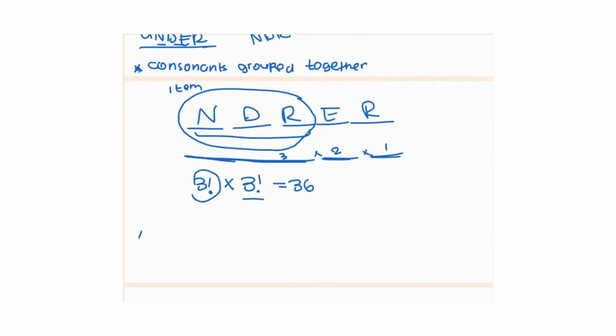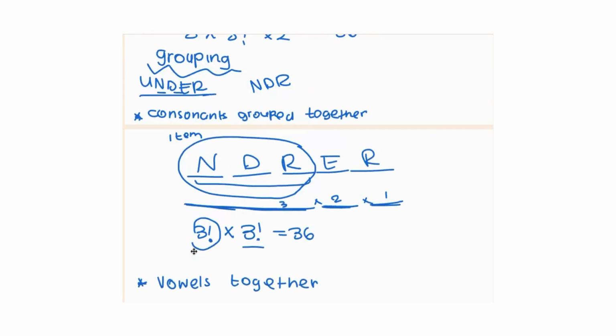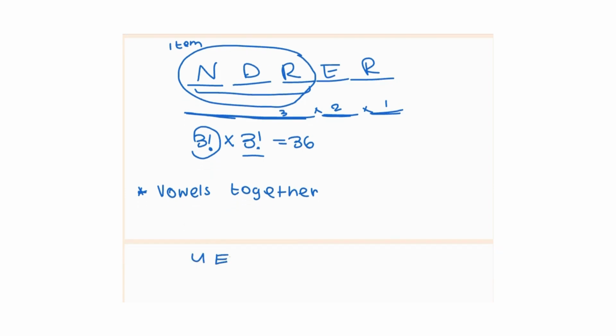And then another condition, grouping vowels together. You can do this one. You can pause the video and do the very same approach that I did. But yes, I know you have done it. You did pause the video and did the different arrangements when you put the vowels together. Now let's check if you are right. Our vowels, we have U and E. I'm putting U and E there, and then I'm left with N, R, D.